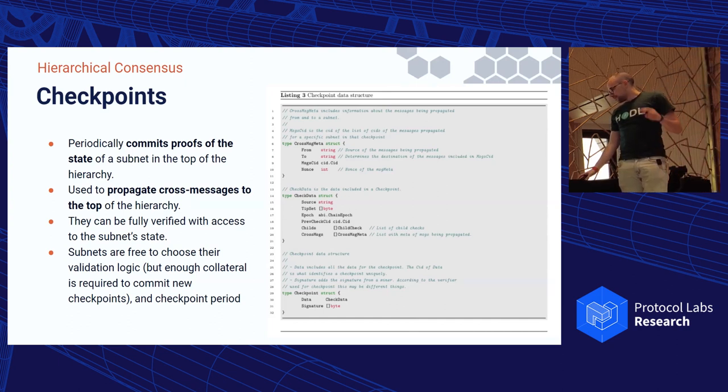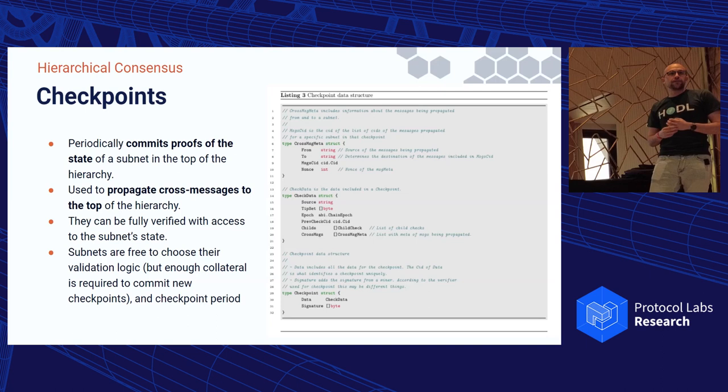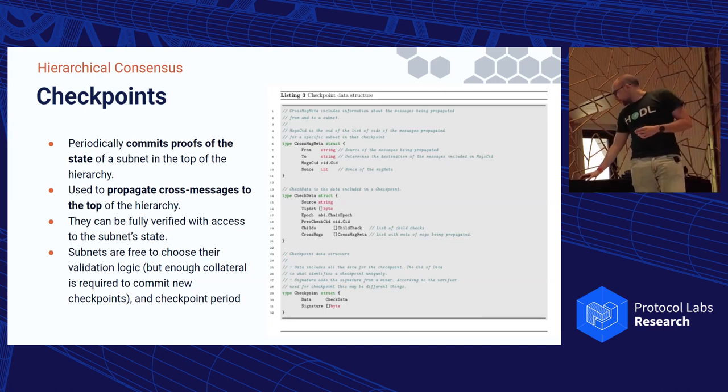But okay, so really quick, checkpoints. They're used for two reasons. First, committing proofs, having a way of leveraging the security of the outer layers of the hierarchy, and propagating cross-net messages. So here you have the basic data structure of a checkpoint. The proof is just the epoch from this checkpoint, the subnet, and the actual tipset so that you can verify the message.